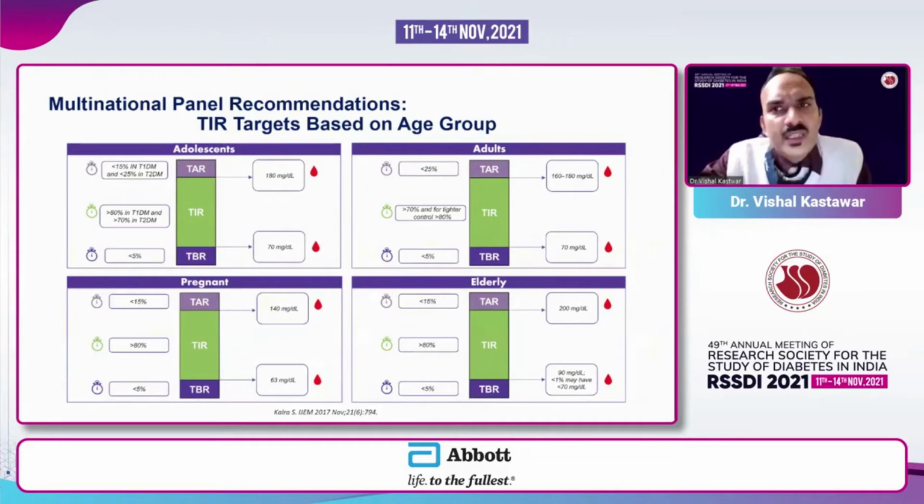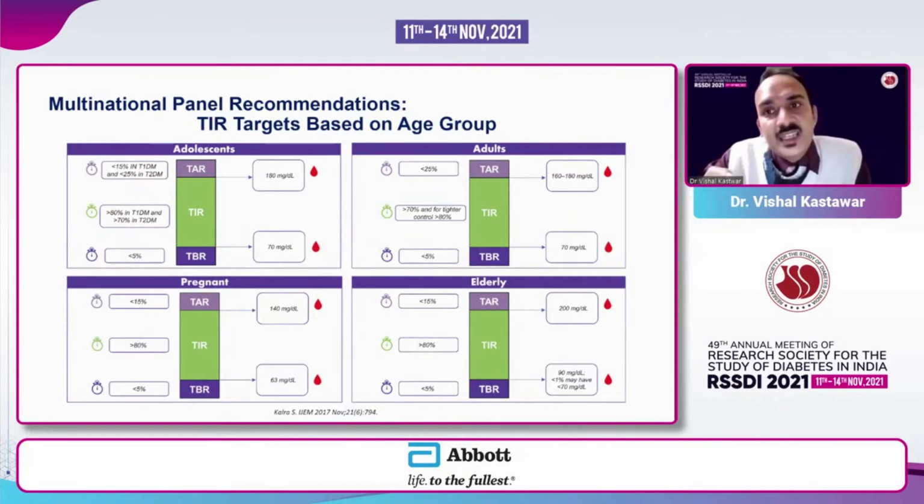And they have given very clinical requirements of time in range. They have divided time in range targets based on age groups, in which they have said that for adolescents, the required glucose range should be between 70 and 180 milligram per deciliter, and the time in range should be maintained at more than 70%.